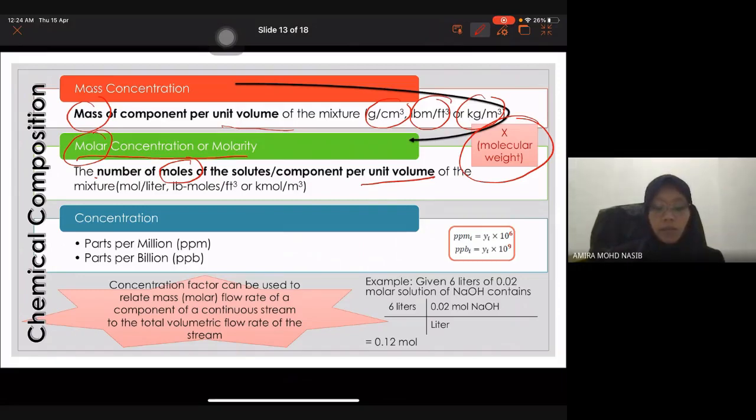Alright, next is concentration, where there's a certain substance and you have a lot of numbers, then you can use this as a short formula, parts per million or parts per billion. What is parts per million? So this is 10 to the power of 6, and billion is 10 to the power of 9. Okay, concentration factor can be used to relate the mass flow rate of a component of a continuous stream to the total volumetric flow rate. Okay, concentration factor.